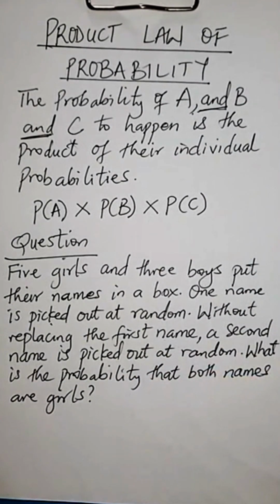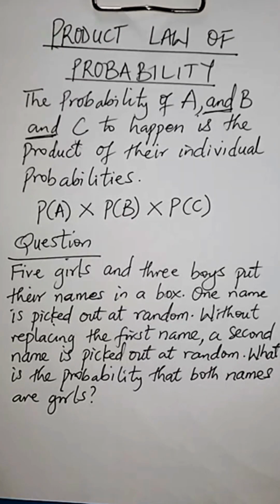Again, for us to understand this, let's apply it by solving two questions. The first question you have here is: 5 girls and 3 boys put their names in a box. One name is picked out at random. Without replacing the first name, a second name is picked out at random. What is the probability that both names are girls? Please pay attention to the question very well. It's important. In probability, a little mistake you make could render your solution incorrect.